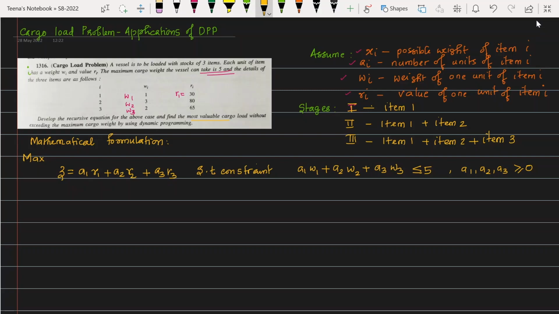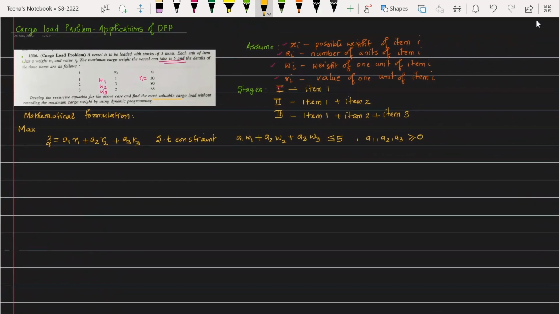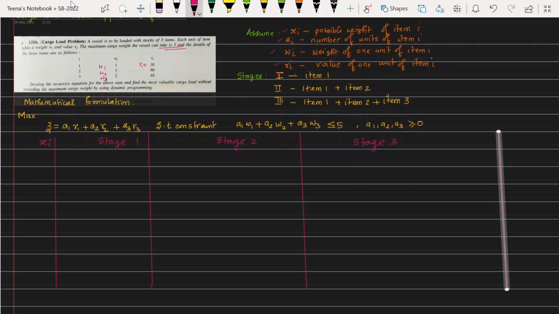Now let us solve this cargo loading problem. In order to solve this cargo loading problem, let us adopt a very simple technique. Here I am going to list the set of Xi values. Then we will write what is stage 1, then stage 2, and then we will have our stage 3. So now consider this table. This table explains the procedure of this cargo loading problem.